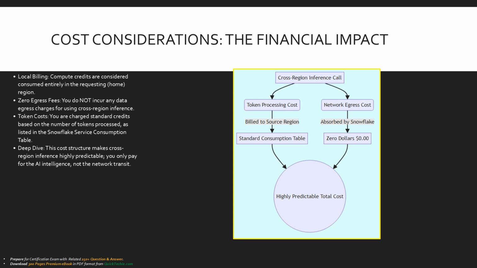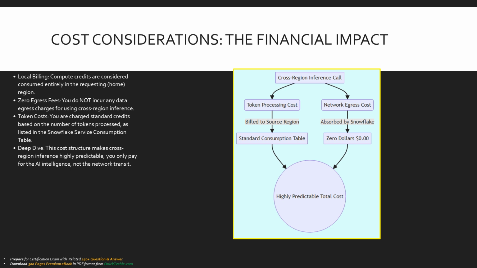Second, and most importantly, you do not incur any data egress charges for using cross-region inference. Snowflake completely absorbs the cost of moving the data across the cloud provider networks. You are only charged the standard AI compute credits based on the number of input and output tokens processed by the LLM, according to the standard Snowflake service consumption table. This means you can design your AI pipelines to use the absolute best model available globally, without having to build complex financial models to estimate unpredictable network egress penalties.